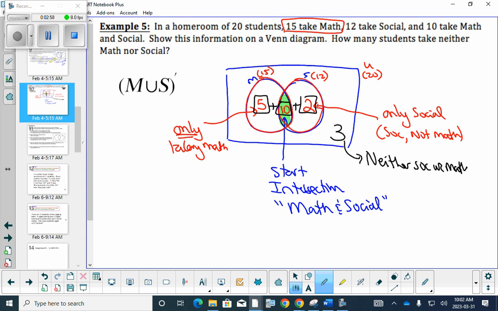So you start in the middle, you subtract as you make your way out. Okay? But you always start in the overlap and you work your way out. Always. So what might a diploma exam question be for this? It might very well be this exact question. How many take neither math or social?